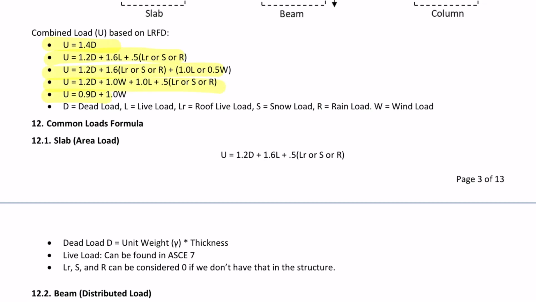Because we have dead load and live load, this one doesn't have dead load, I will delete that. This one doesn't have live load, I delete that. And then the live load over here is just 1 multiplied by live load. This one is 1.6 multiplied by live load. So this is the formula we need to use.